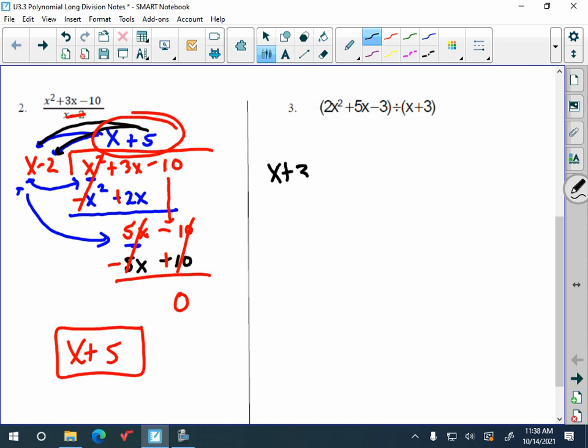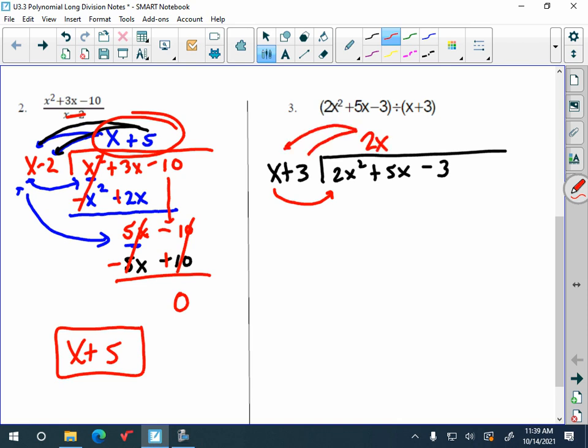So x plus 3 is on the outside. 2x squared plus 5x minus 3. We can see that we're not skipping any exponents. Okay, it goes from exponent 2 to exponent 1 to the constant term. So there's no placeholder there either. All right, so x times what is 2x squared? 2x, right. All right, we'll take the 2x and distribute. So that's 2x squared plus 6x.